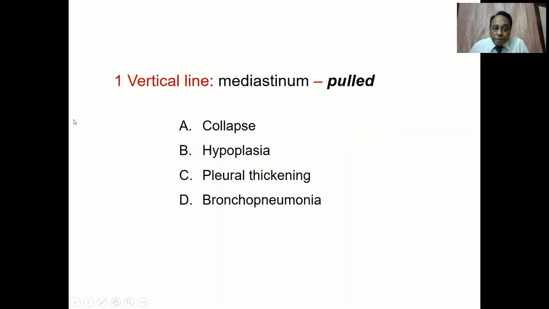What are the conditions that pull the mediastinum? There are four conditions that pull the mediastinum, namely collapse, hypoplasia, pleural thickening, and bronchopneumonia. Sometimes, not always. And collapse is always, sometimes otherwise called atelectasis. Hypoplasia is not only hypoplasia, it may be the hypoplasia-agenesis complex: hypoplasia, aplasia, and agenesis. All these conditions pull the mediastinum to the same side.